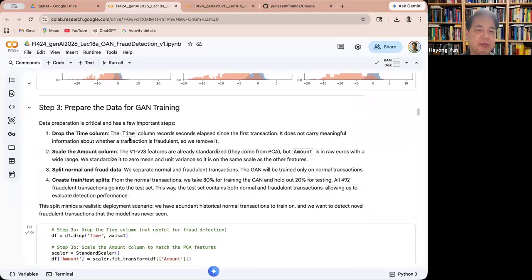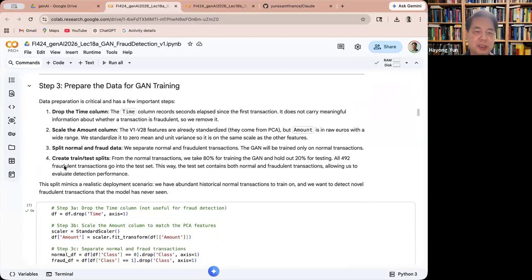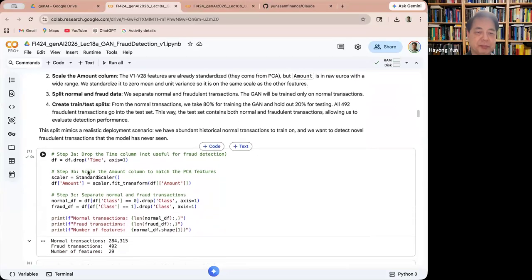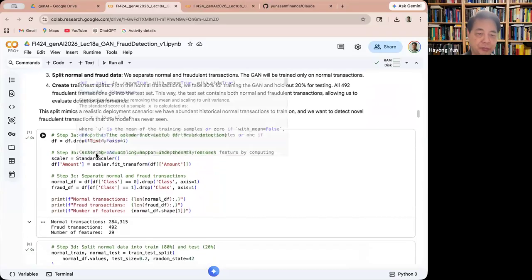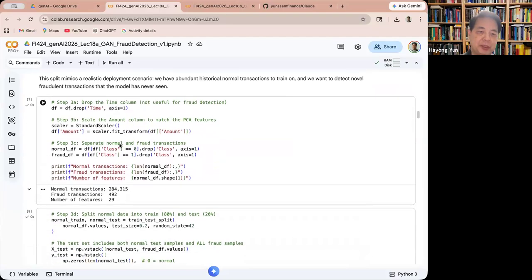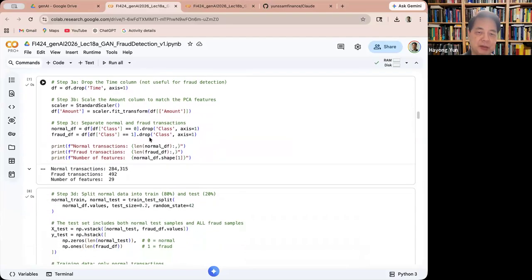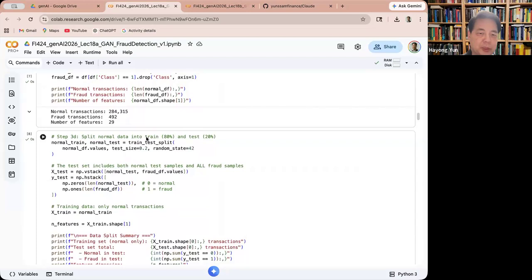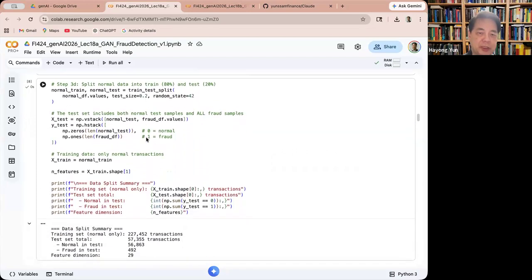First, time is kind of irrelevant. We'll drop it, scale the amount column, and split normal and fraudulent data, so that we train only on normal transactions, at least for the training data. For the test data, we keep both normal and fraudulent transactions, and then make the train-test splits. So we drop the time column, basically cleaning up the data, and split the normal and fraudulent transactions here.